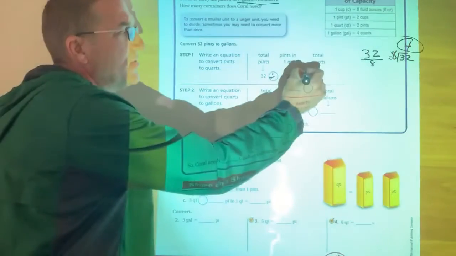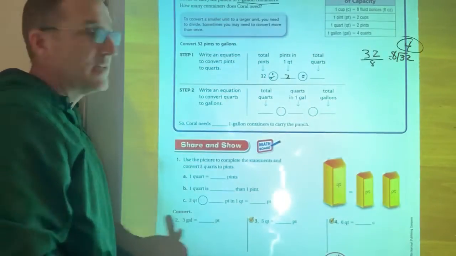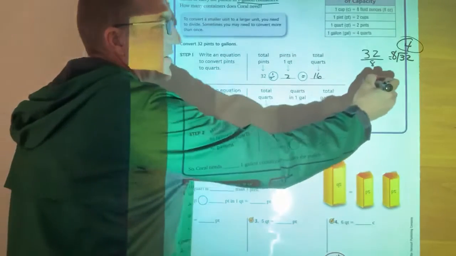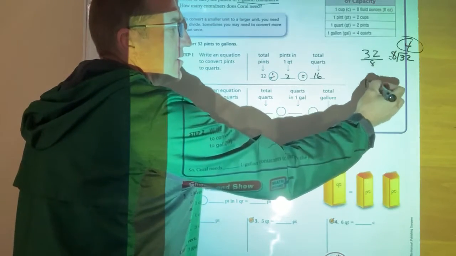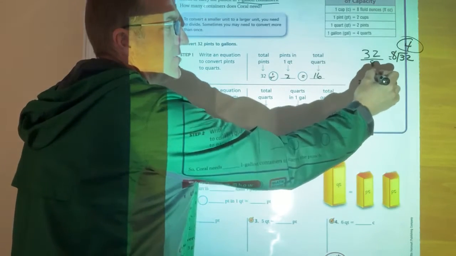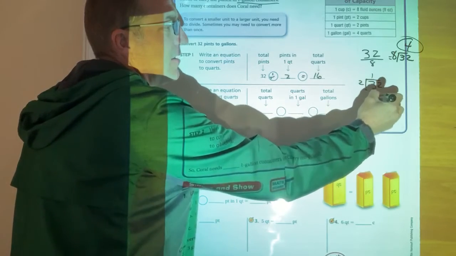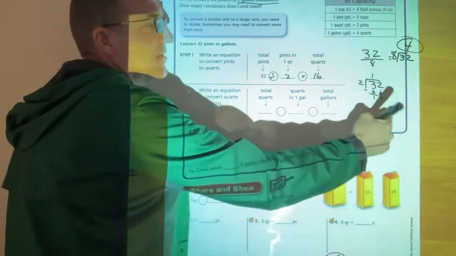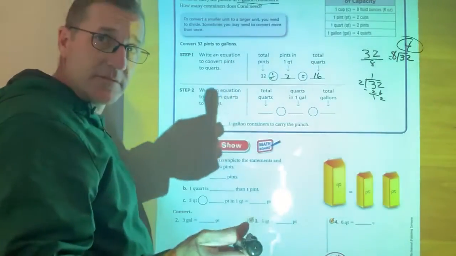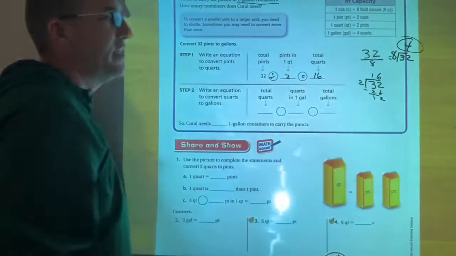32 divided by 2 equals 16. And if I don't know, I can just take 32 divided by 2. 2 goes into 3 once. Bring down my 2. 2 goes into 12 6 times. So I get that 16 right there.